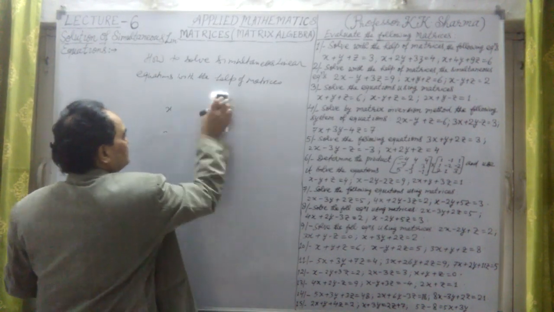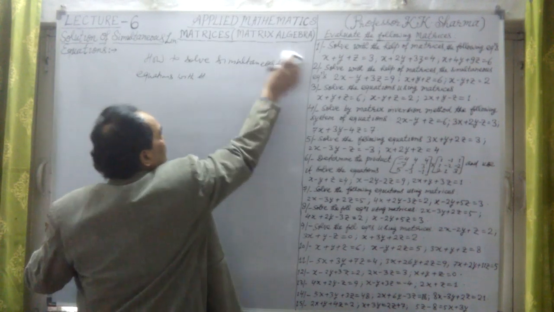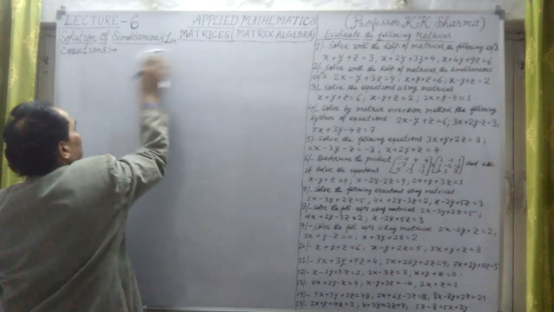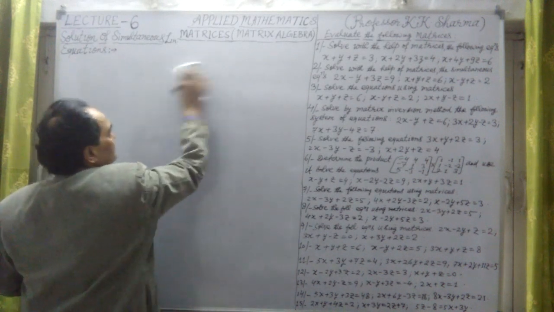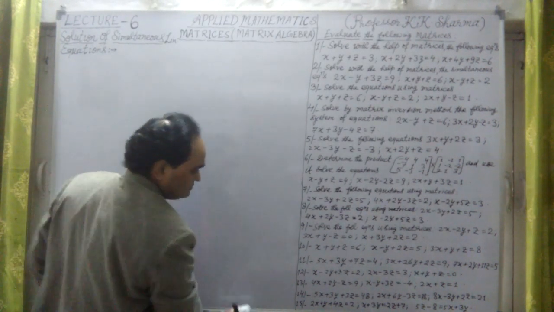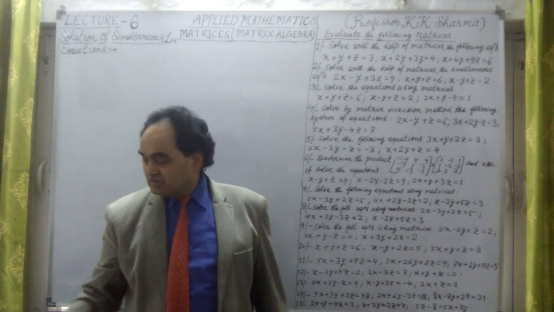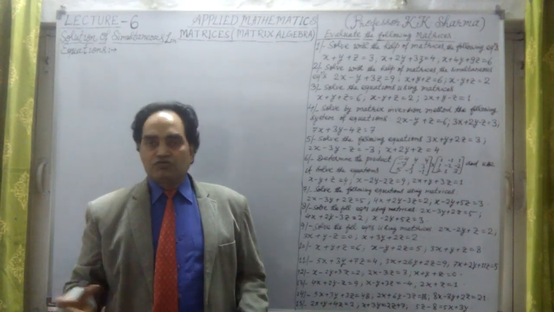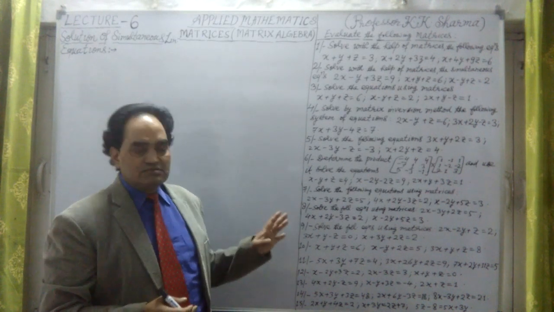We will write the variables X, Y, Z. We have to find the values of the variables. That is known as the solution of the given simultaneous equations. Find the values of variables X, Y, Z. We have to solve them with the help of matrices. This is a simple question.